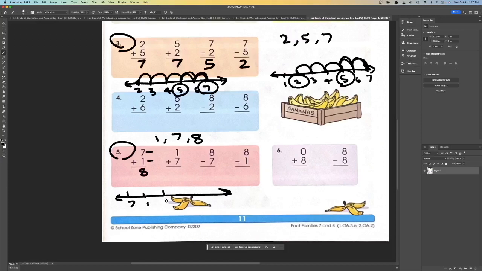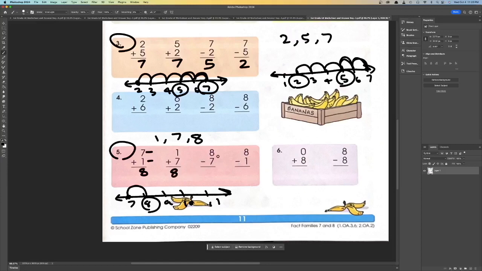7, 8, 9, 10, 11. We start at 7 since this is the top number, and then we add the bottom number, which is 1, so we just go to the right 1 time, and we get 8 like we expected. This is the same thing for here, where we're adding 7 to 1, which is basically the same thing as adding 1 to 7. So again, this will be 8.